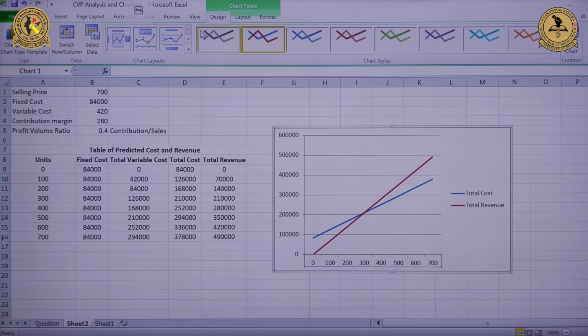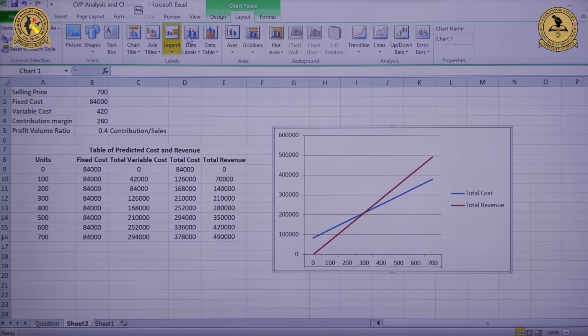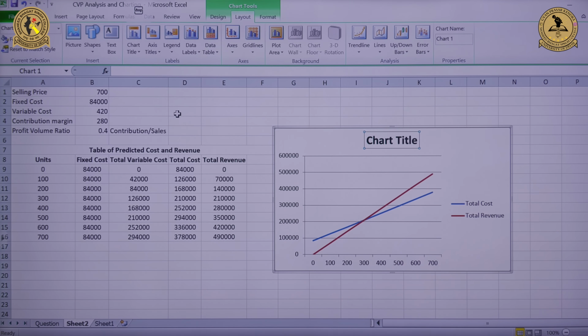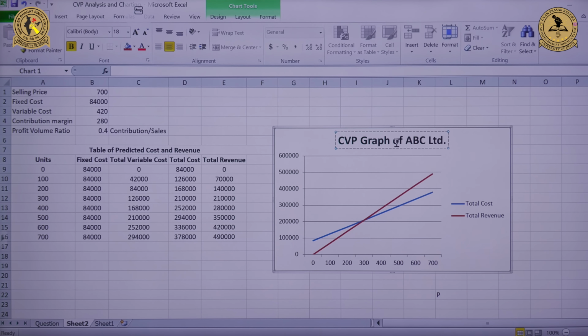Now the next step is to label my x-axis as well as the y-axis. So again you need to go to layout. The moment you go to layout, it shows you the chart title as well as the axis title. So first I need to specify the chart title. I need to click on chart title and click on either center overlay or above chart. I am clicking on above chart. It is asking for the chart title. So we have noted down the CVP graph of ABC Limited.